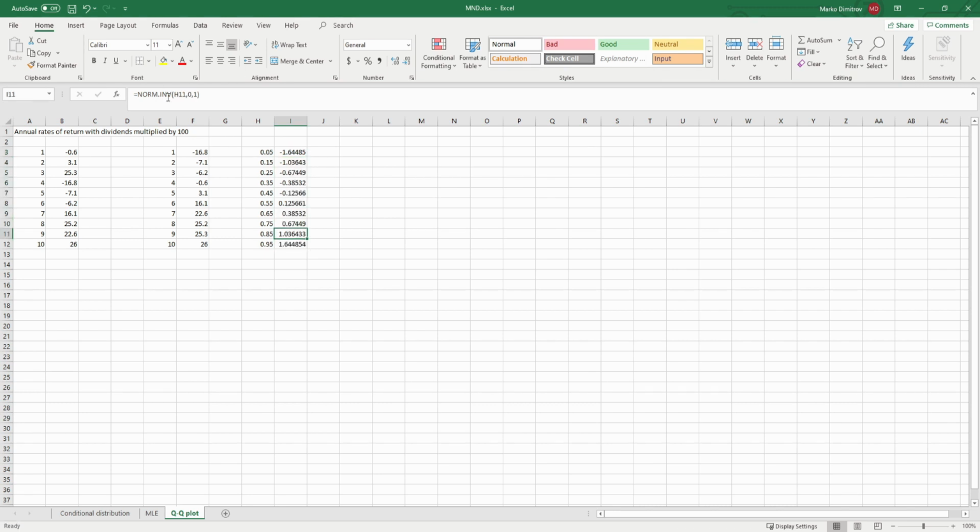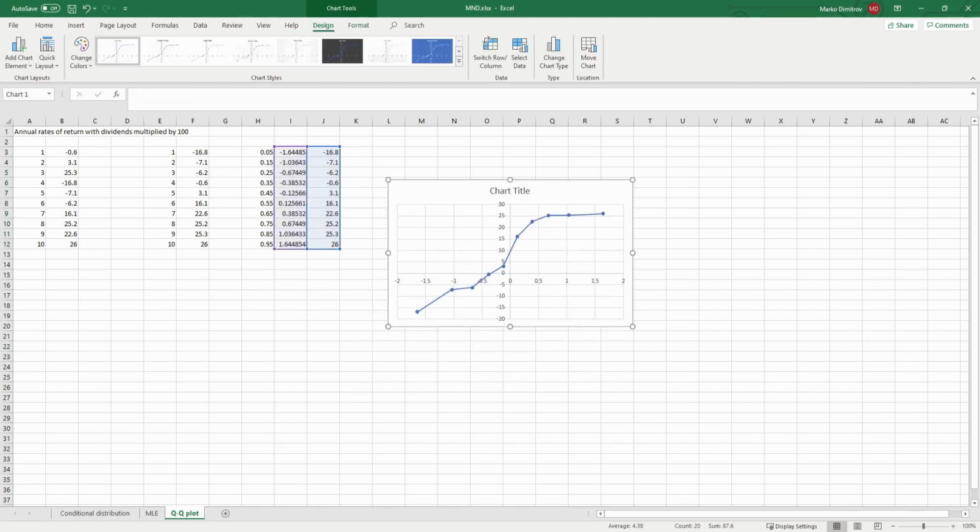Okay, so we can check. Okay, so these are our quantiles. And in the end we need those values because we need to plot them. So what we need to plot is this here. Click analysis. And here we can see our QQ plot.